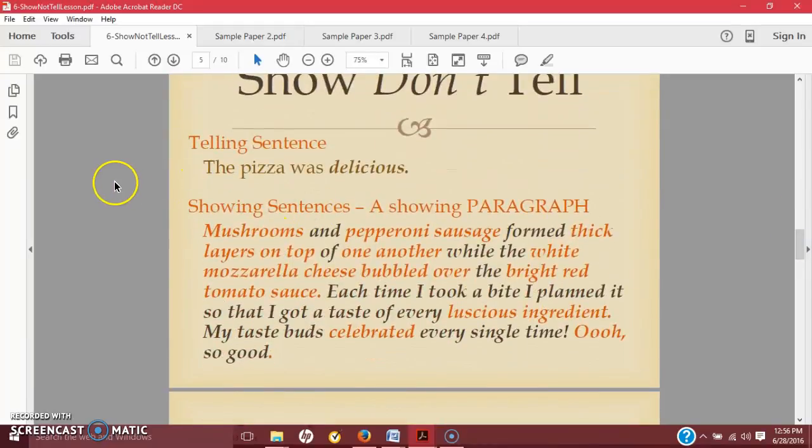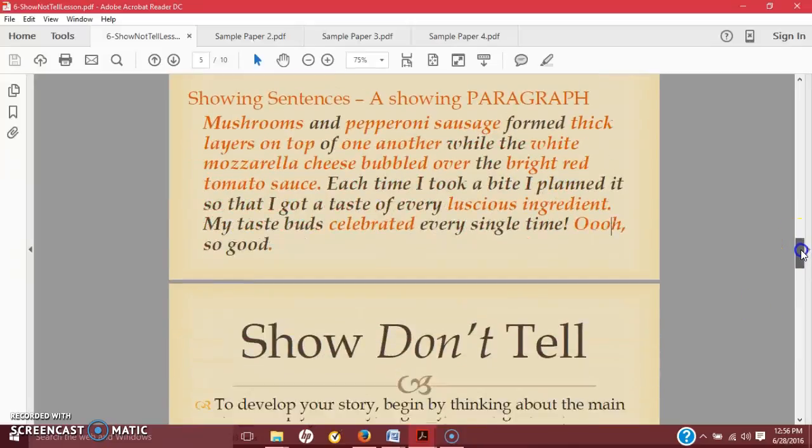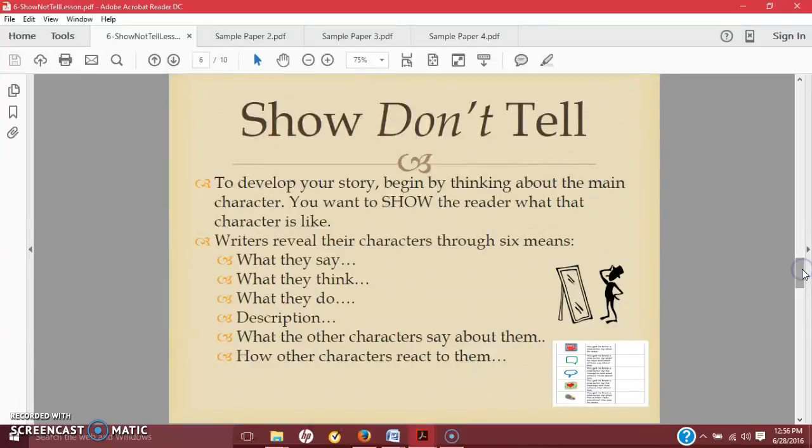Okay. So the same activity here. How was the pizza delicious? So think about maybe the most delicious pizza you've ever had in your life, or whatever meal you like. So mozzarella cheese bubbled over, etc., etc. And this, ooh, so good. We talked a little bit about how you can add dialect, you can add dialogue, you can add vernacular. How do you speak regularly or with your friends? It doesn't have to be perfect English for these papers.